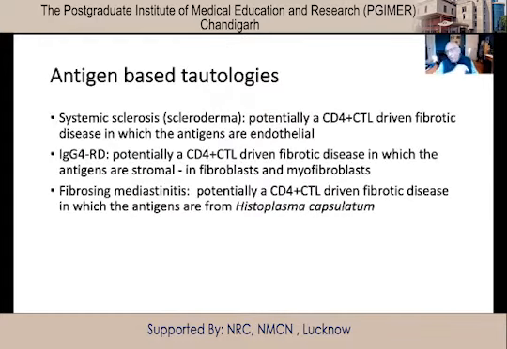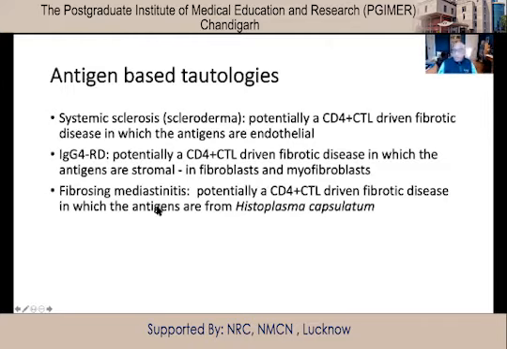So, a broad view now, obviously this is all human. Based on comparisons, there's some heterogeneity, but we think systemic sclerosis is a CD4-CTL driven fibrotic disease in which the antigens are endothelial. IgG4-related disease is also a CD4-CTL driven disease in which the antigens are stromal, in fibroblasts and myofibroblasts.